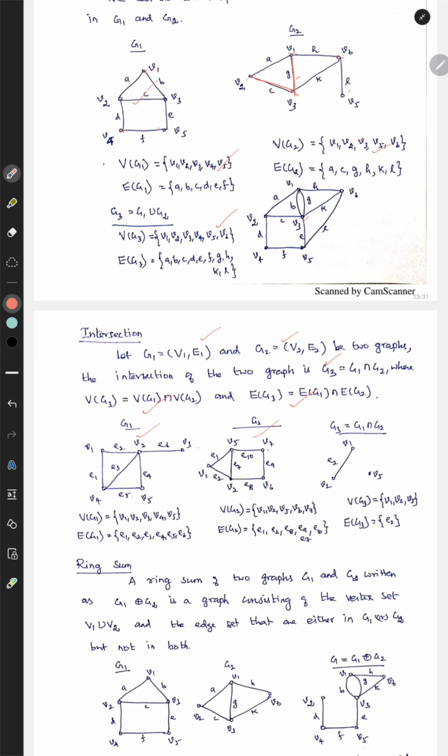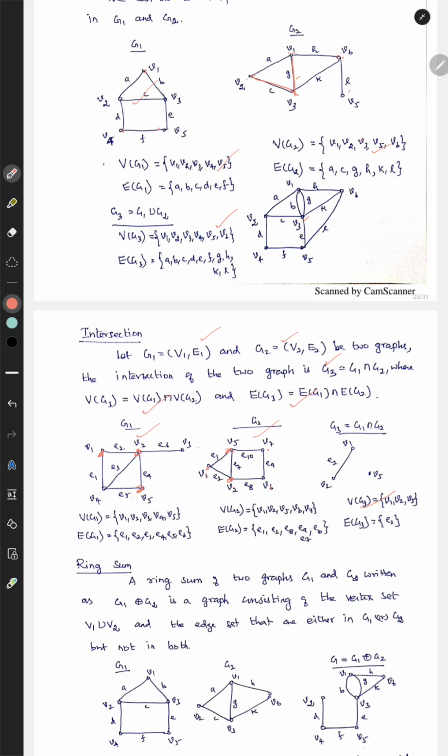So what is the intersection? What are the common vertices? V1, V2 and V5 only. So these three vertices. V4 is here, it is not there. V7 and V6 are there, but not here. So your intersection is V1, V2, V5.